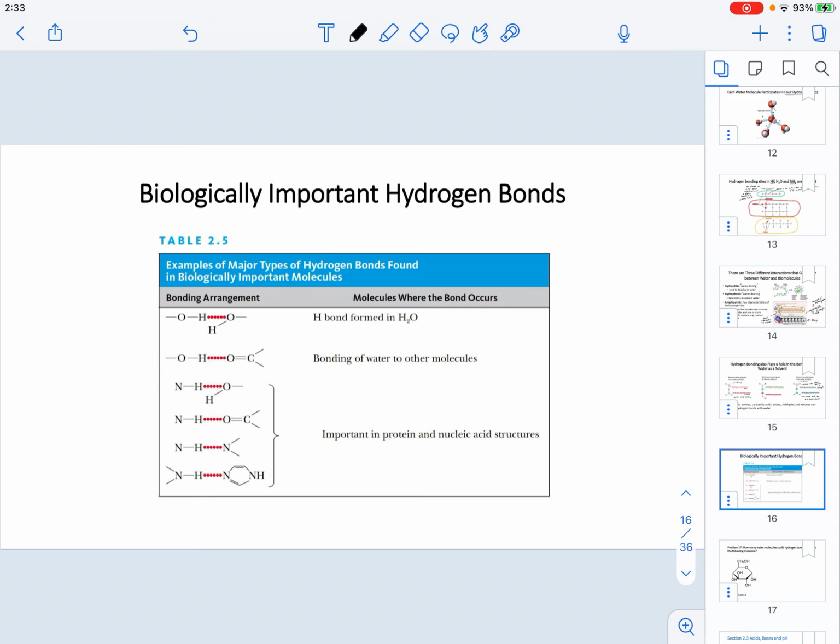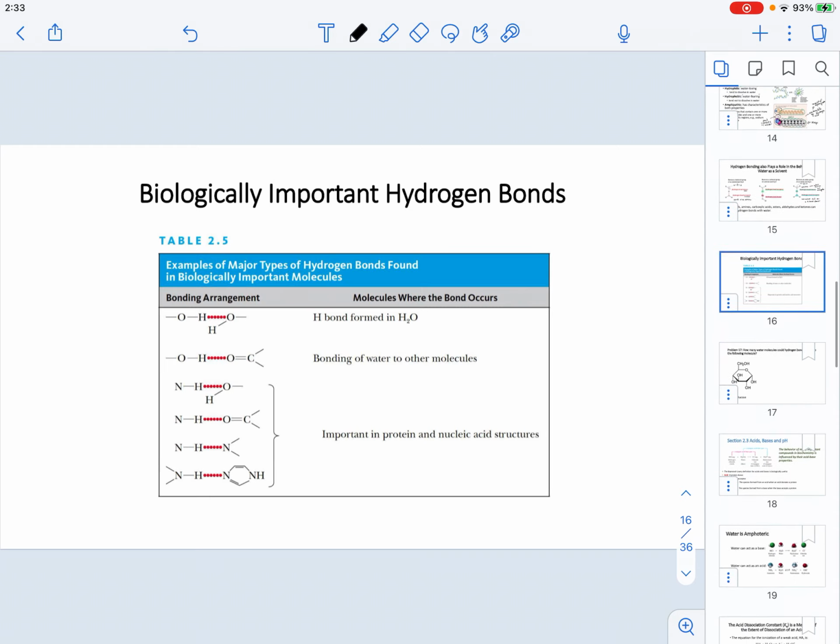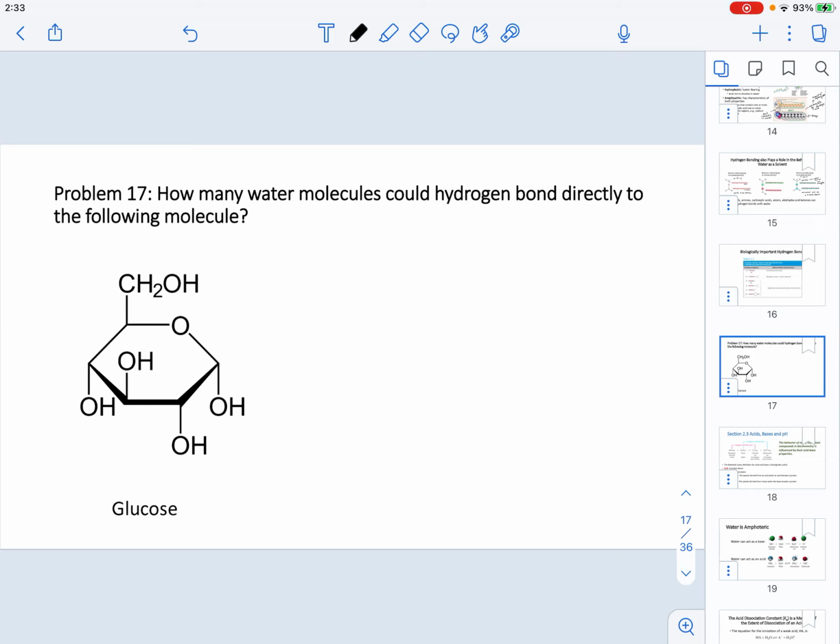of biomolecules with water. Now, one of the book problems that I want you guys to understand is, if you are given a molecule, can you rationalize based on the rules given on previous slides how many water molecules will be interacting with a particular molecule through hydrogen bonding? And here, for example, we have the molecule of glucose. Problem 17 in the textbook reads, how many water molecules could hydrogen bond directly to the following molecule?